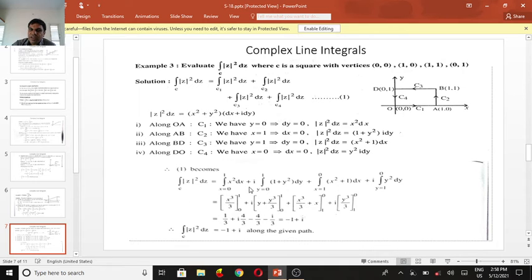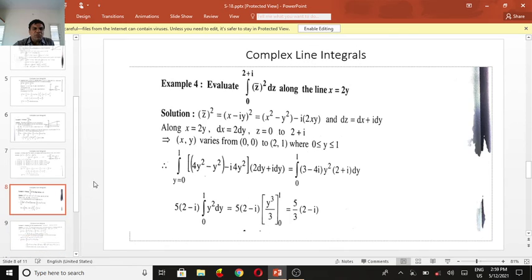Starting to integrate, the integral of x square is x cube by 3 from 0 to 1, plus i times the integral of y, which is y cube by 3. So we get x cube by 3 plus x from 1 to 0, plus i times y cube by 3 from 1 to 0. Simplifying, we get 1 by 3 plus i times 4 by 3 minus 4 by 3 minus i by 3, which gives minus 1 plus i. This is the result in complex form. Therefore the integral of mod z square dz is equal to minus 1 plus i along the given path.